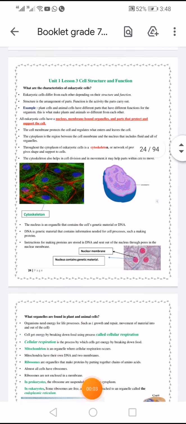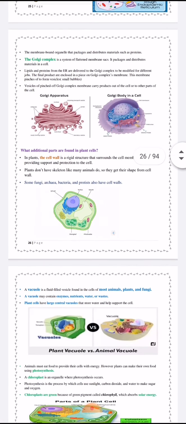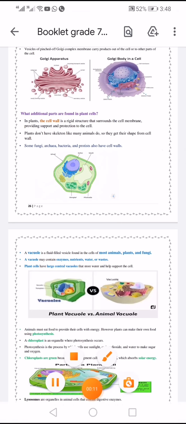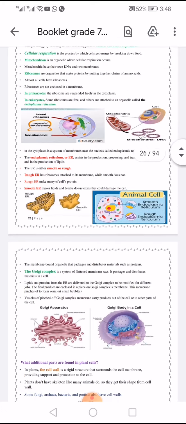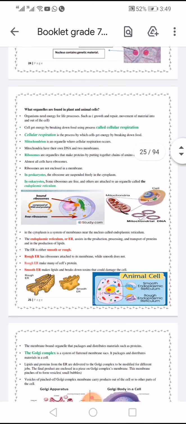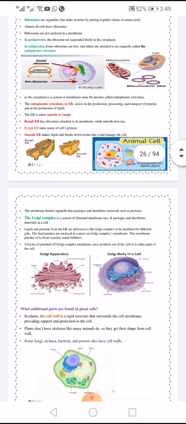Today we are going to continue Unit 1, Lesson 3, Cell Structure and Function. So let's start. What additional parts are found in plant cell? We took before the common organelles present in plant and animal cell like mitochondria, ribosomes, endoplasmic reticulum, Golgi complex and cytoplasm. All of these organelles are found in both plant and animal cell.